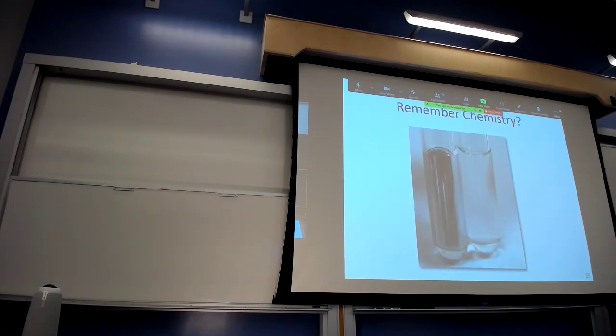So remember chemistry. How many of you fondly remember test tubes, right? So here are two test tubes. The left one has mercury in it. Notice what the surface looks like compared to the one on the right, which is water, which is what you're more commonly used to seeing.